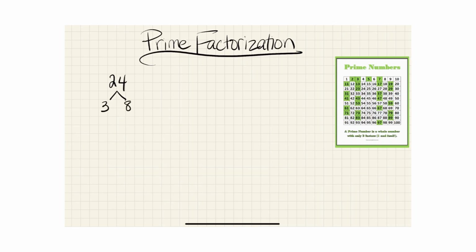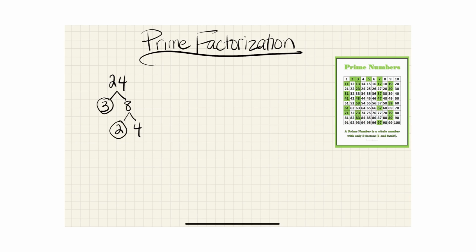Now here's the important part. We're going to ask ourselves, are these prime numbers? So let's take a look at the first one, 3. Is that prime? Look at our chart here. Yes, it is. So I'm going to go ahead and circle that. And we can ask ourselves, is 8 prime? No, it's not. So I'm going to ask myself, what can I multiply together to get 8? 2 times 4 is 8. Is 2 prime? Yes, 2 is prime. The only factors are 1 and 2. So I'm going to go ahead and give that a circle.